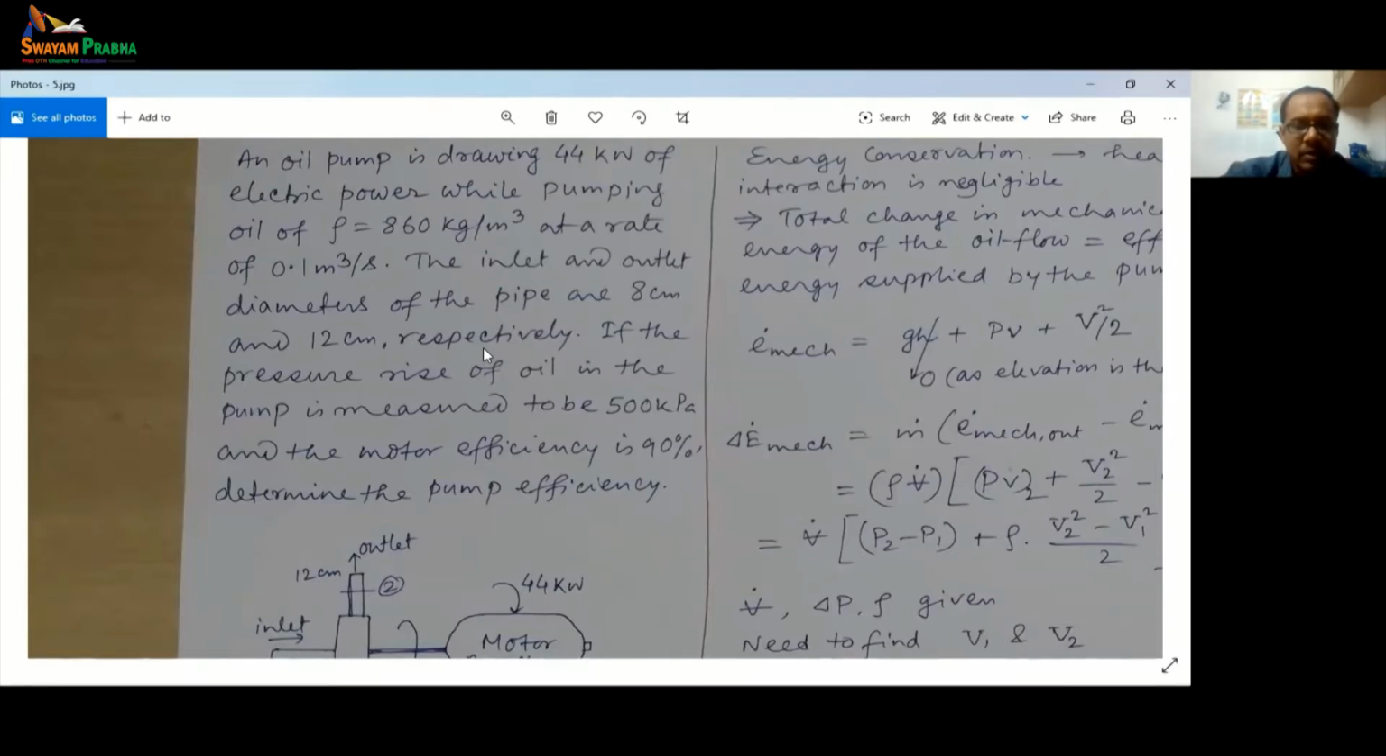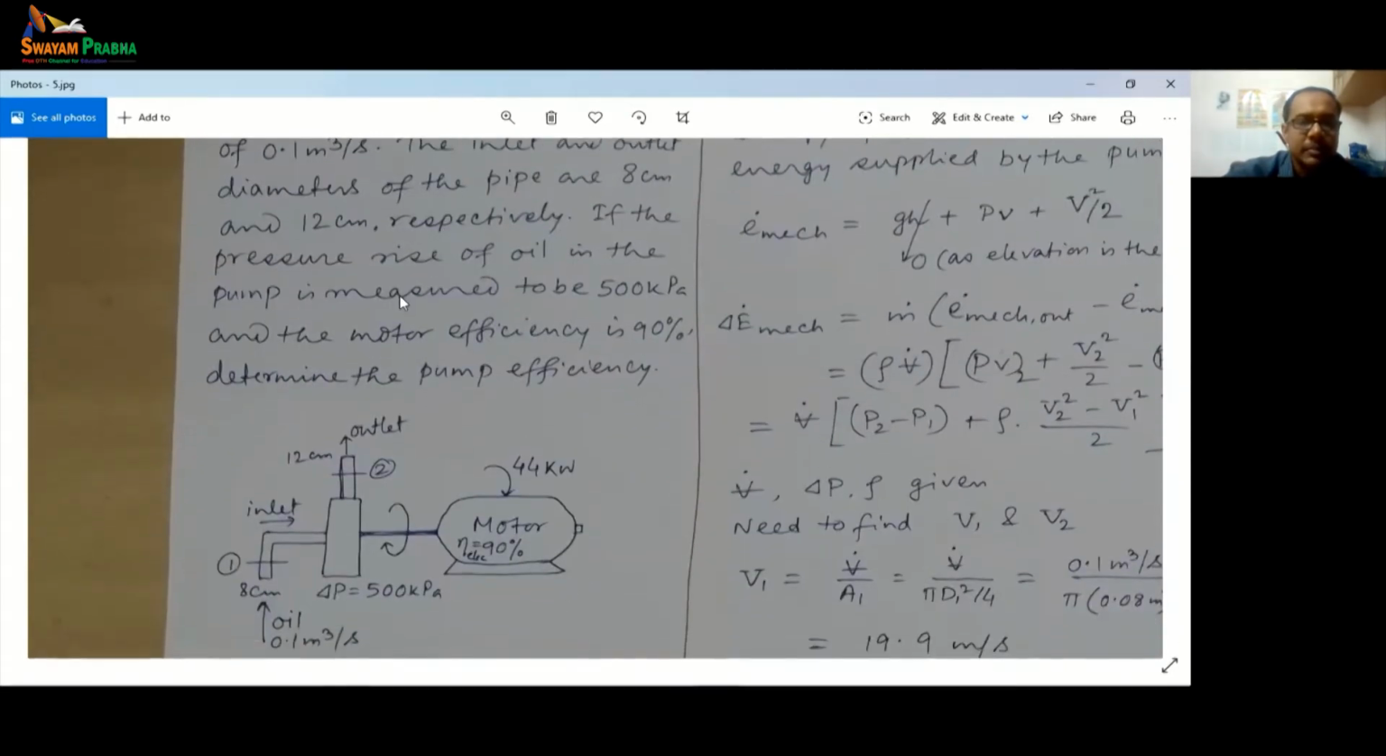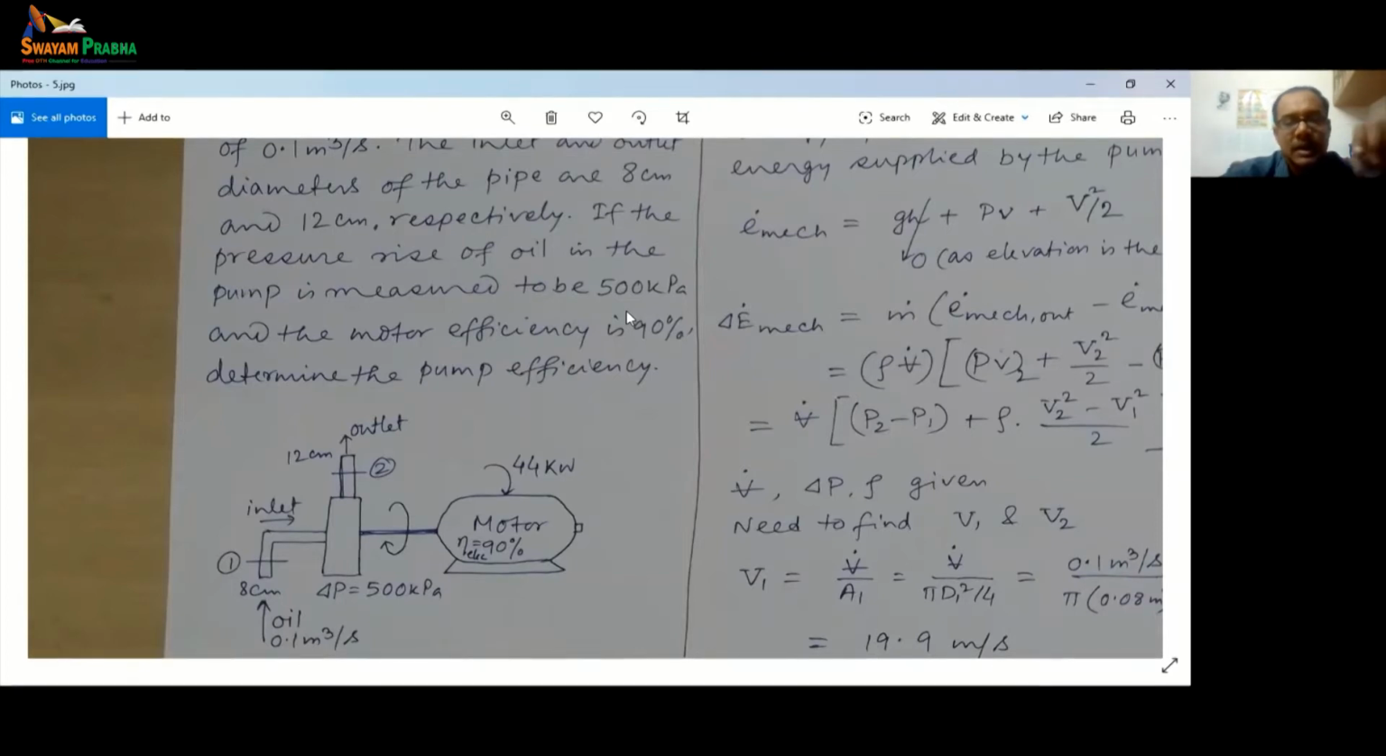Okay, for these two pipes, the dimensions are different. The inlet is 8 centimeter and the outlet is 12 centimeter diameter. If the pressure rise of the oil in the pump is measured to be 500 kilopascal, so the pressure rise is given.